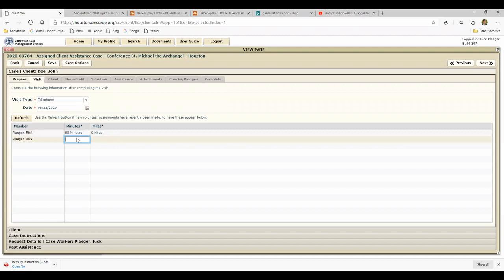Whoever is your secondary on this, if they're there just as a backup, oftentimes we'll put a minimal amount of time just in case they have to do something to back us up. And we also put 0 miles. You have to fill in something. These are asterisks. You have to fill in something for both of these. So you go to next.